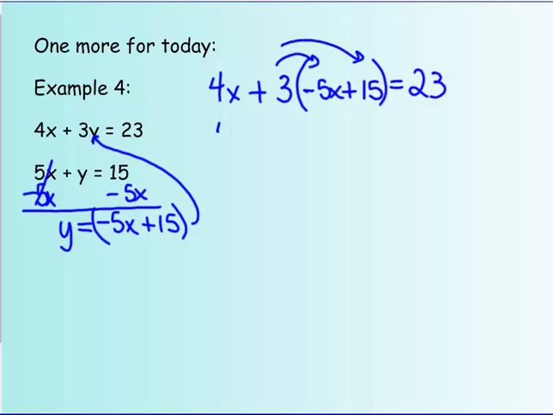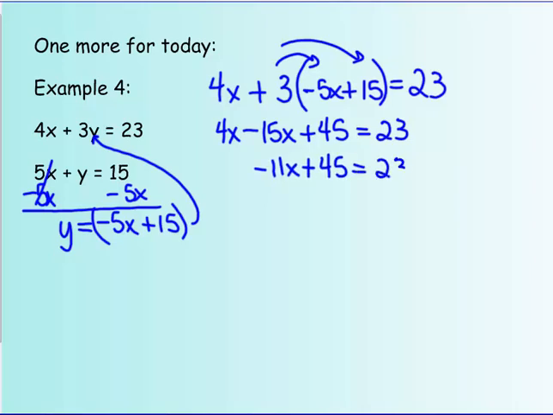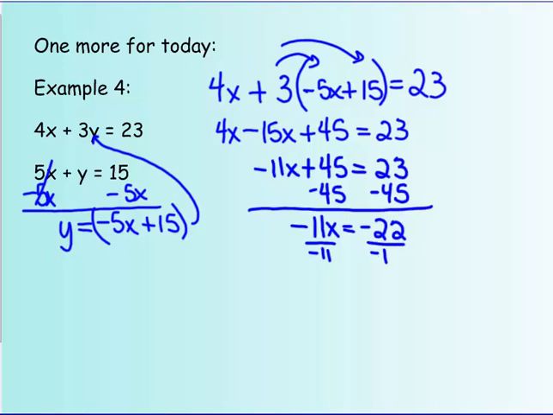Distributing, I get 4x minus 15x plus 45 equals 23. So I get negative 11x, combining terms correctly, plus 45 equals 23. Subtracting 45, negative 11x equals negative 22. Dividing by negative 11 on both sides, x equals 2.